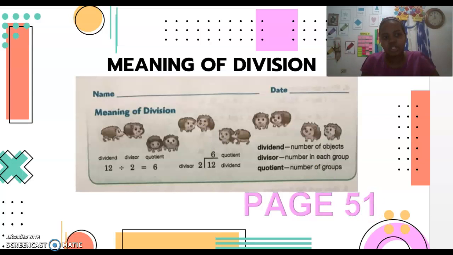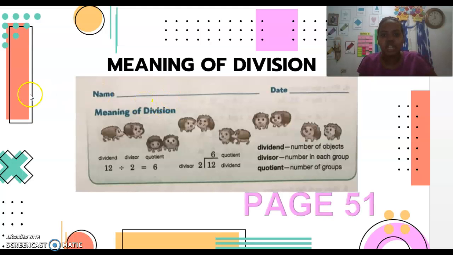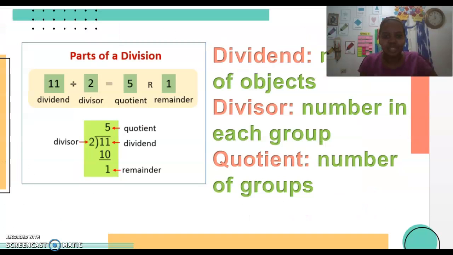First, you're going to copy the date in your notebook. Please copy the date. Today is Tuesday, September 22nd, 2020. After that, copy the title. And after you finish with the title, you're going to copy this information that I have here.